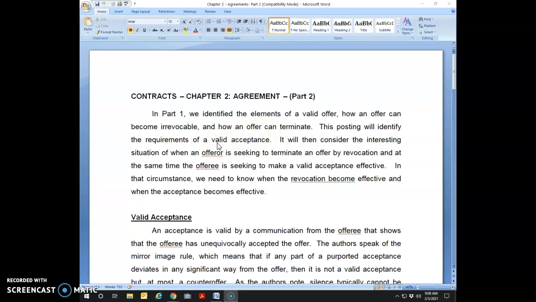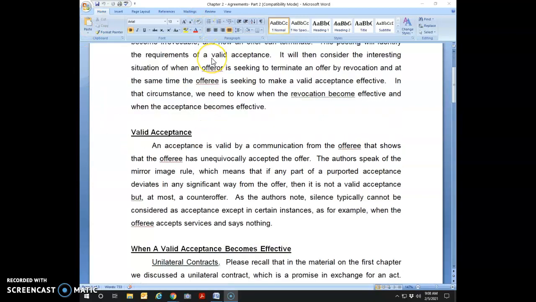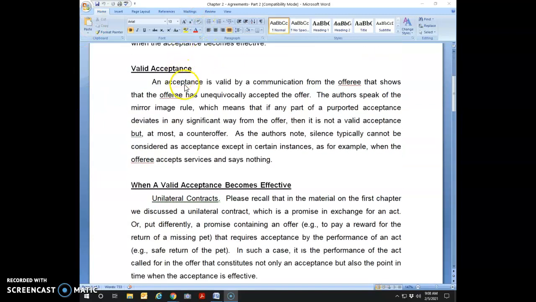Valid acceptance we can think of as really two parts. Number one, what is a valid acceptance? Two, when is it effective? We'll then look at effective times of revocation and rejections as we get to the latter part of the posting. But let's start with what is a valid acceptance.